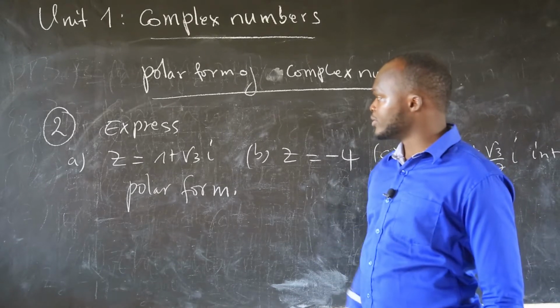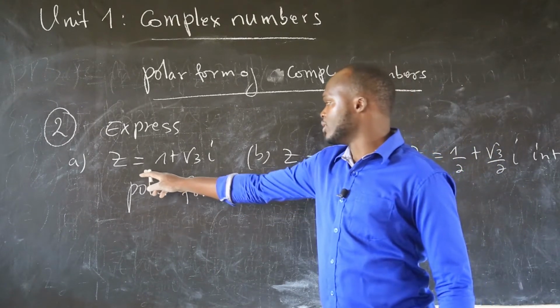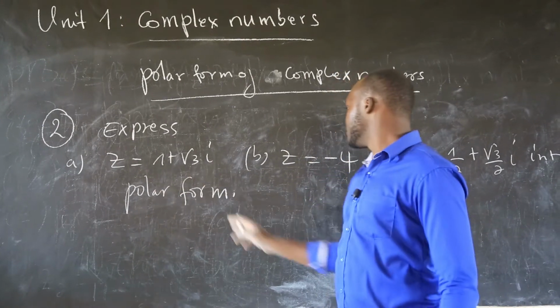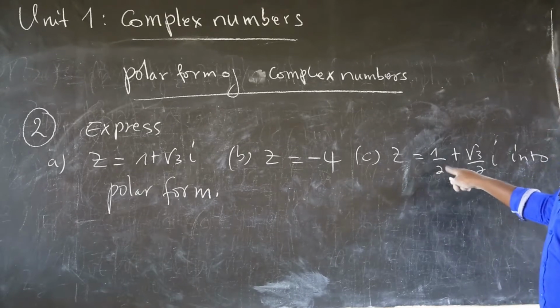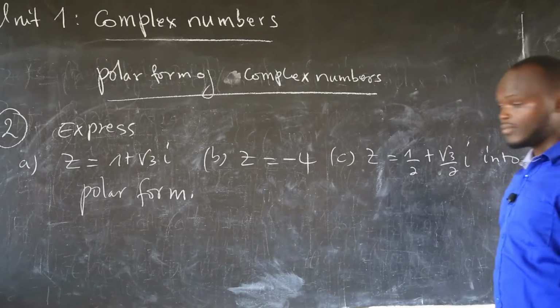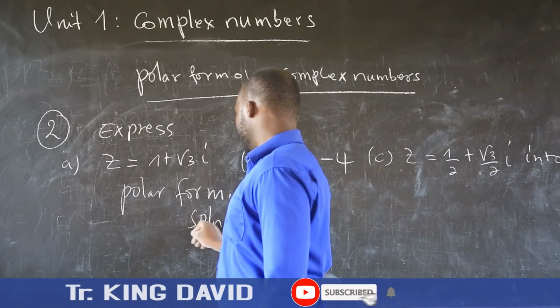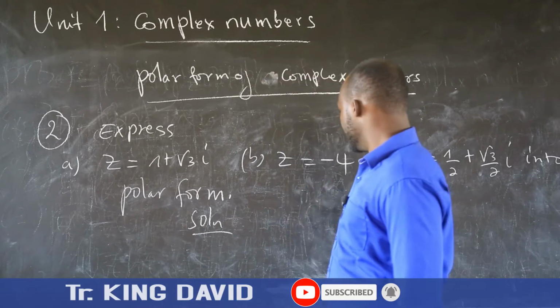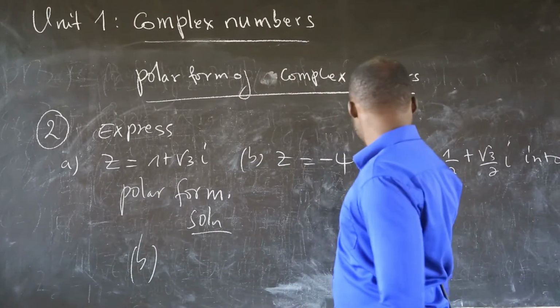So let us try some examples, like number 2. Now we have number 2: express A, z equals 1 plus 3i, B, z equals negative 4, C, z equals a half plus 3 over 2 i into polar form. So how can I express that into polar form? Let me do B. You try A and C.